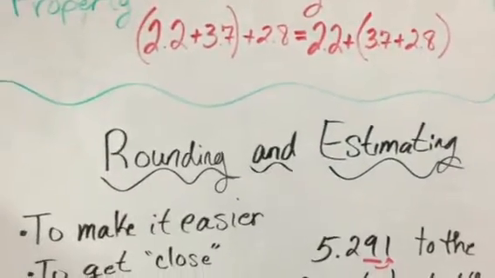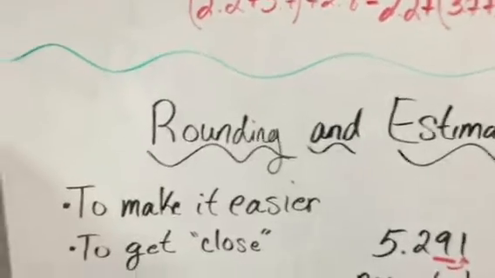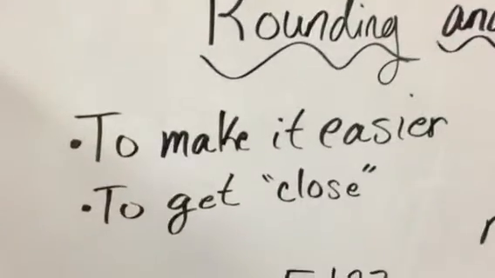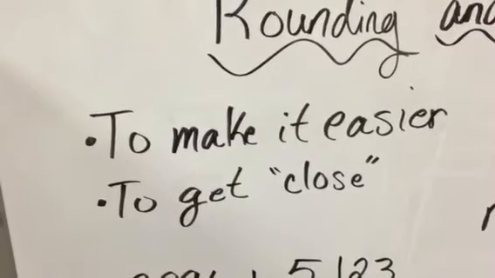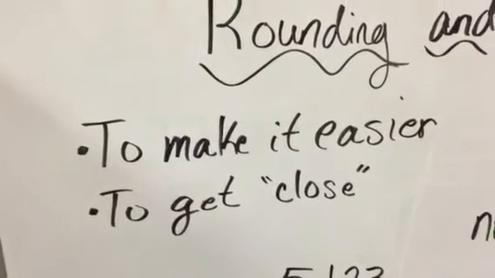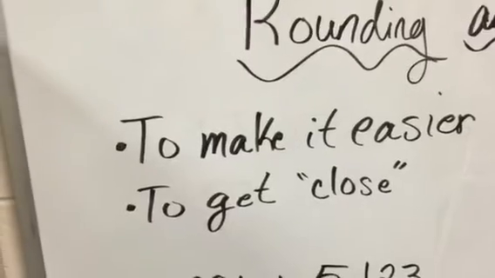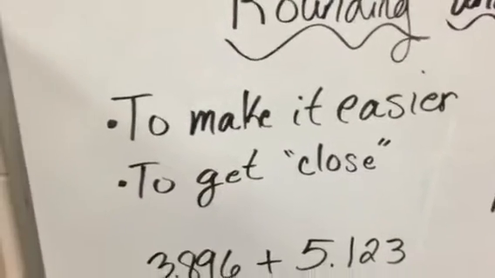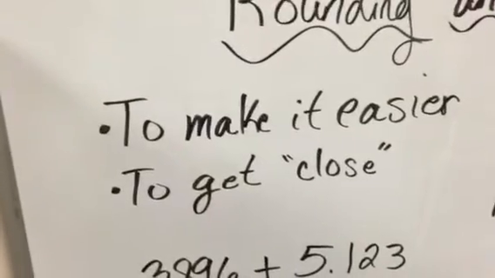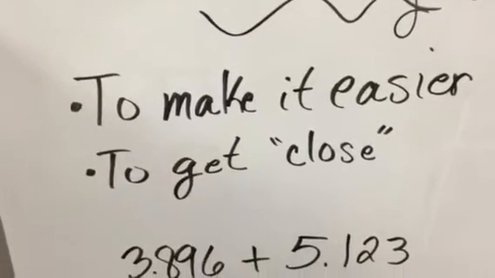The next section is rounding and estimating. Remember, there are really two purposes to rounding or estimating, and that's to make it easier and to get close. Remember, show your work. You can get something right when somebody else has the same answer and get it wrong because you showed what numbers that you were estimating or rounding to.